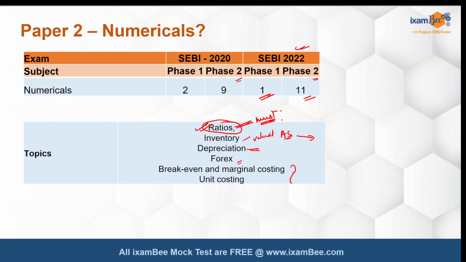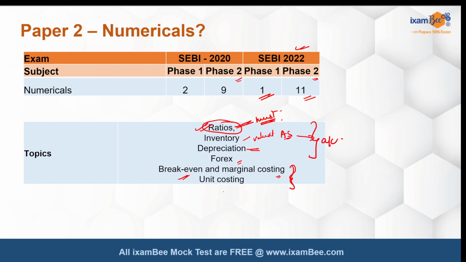These questions are from costing. So this is covered mostly from your accounting syllabus, and from your costing syllabus, numericals related to break-even analysis and marginal costing are the most frequently asked type of numericals. There can also be numericals related to various costs when we are calling the unit costing.